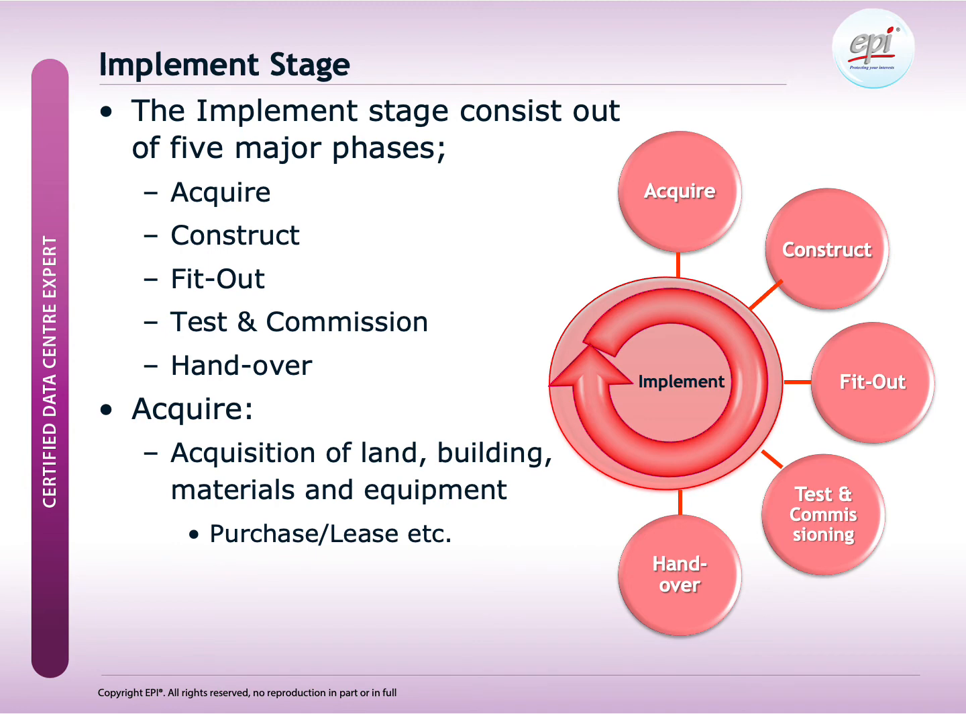After finalizing the design stage, we will continue with the implement stage. The implement stage consists of 5 major phases: acquire, construct, fit out, testing and commissioning, and finally the handover to data center operations. The first phase is called acquire, which covers the acquisition of the land or building and the purchase of materials and equipment.